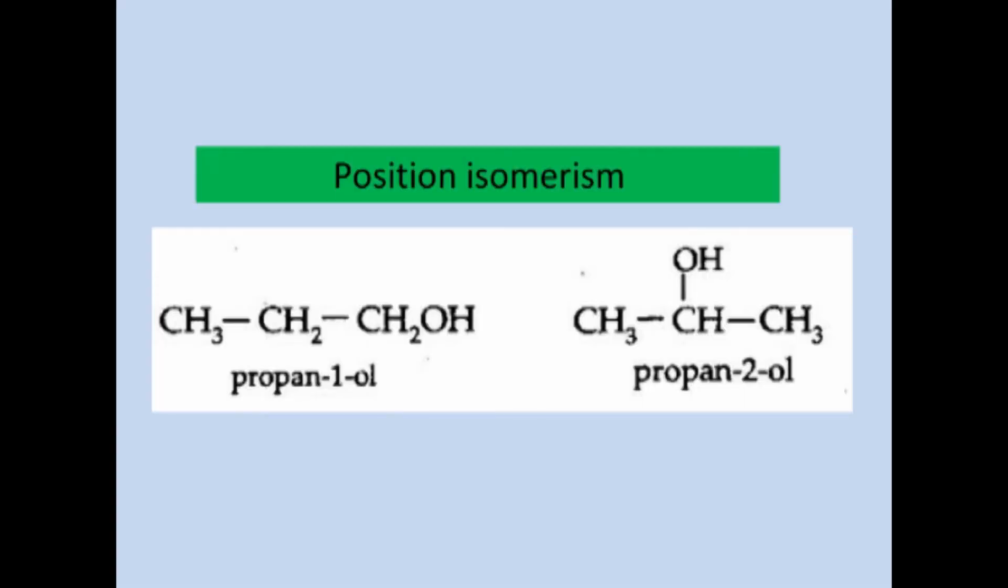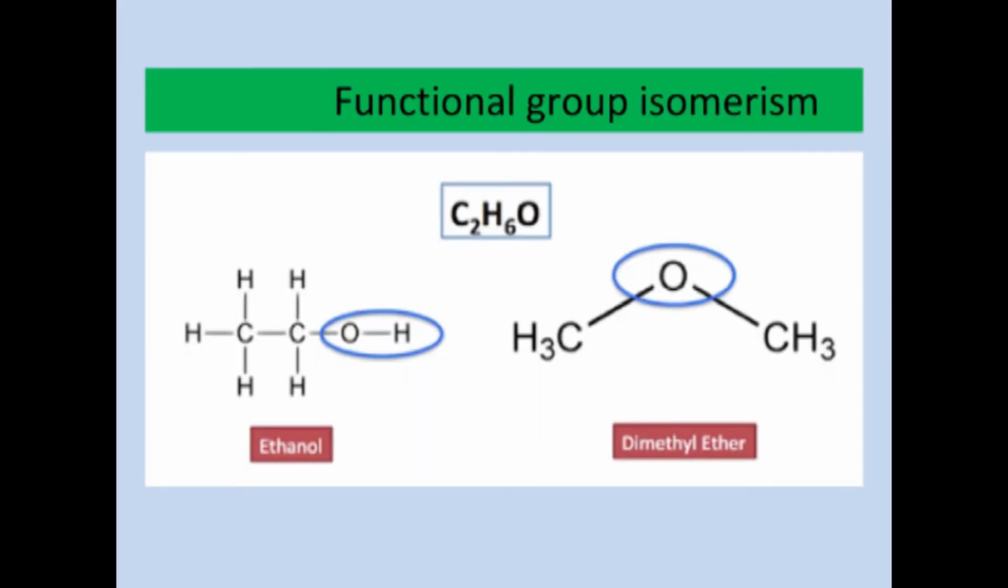Now, position isomerism: propan-1-ol and propan-2-ol. These two have the same functional group OH, but the position of OH is different. The first is at carbon 1, and the second at carbon 2. So they are position isomers. Now, functional group isomerism: the functional group is different, and so is the structure, but the molecular formula is the same. C2H6O has two different structures: ethanol and dimethyl ether. So, alcohol functional group and ether functional group. These two structures are functional group isomers of C2H6O.